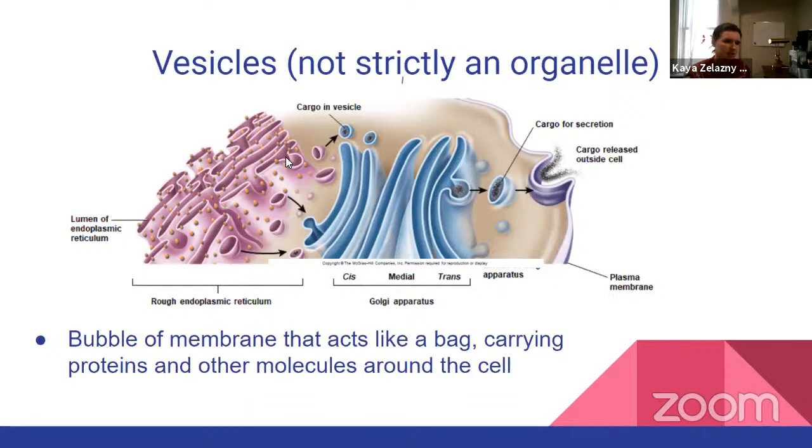So you can see here at the top of this little endoplasmic reticulum, you can see how this bubble is starting to form on the rough ER. And then it pulls away and we have these sort of free bubbles moving out away from the ER. So those are our vesicles. Okay. So it's basically acting like a bag, carrying proteins around the cell. They could carry other things too. Right now we're thinking about proteins.